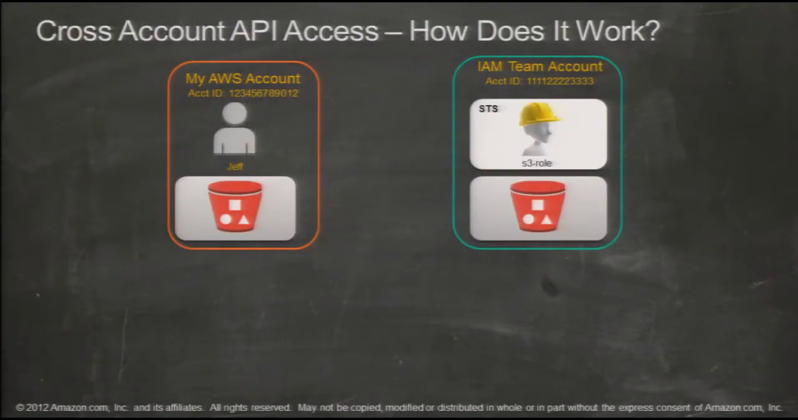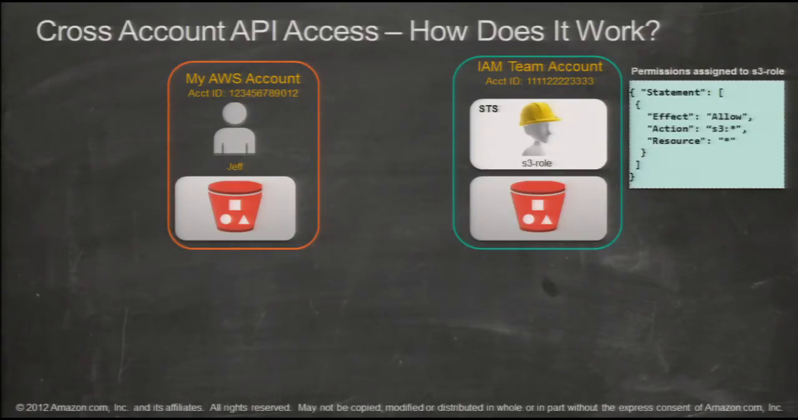So I have my AWS account, and I also work on the IAM team where we have a team account. And in my account, I have a user. His name is Jeff. And I want to get to objects that are in an S3 bucket in the team account. So this is what I have to do. Over in the team account, I create a role. I'll call it my S3 role. And in there, I'm just going to grant full access to all the S3 resources and APIs.